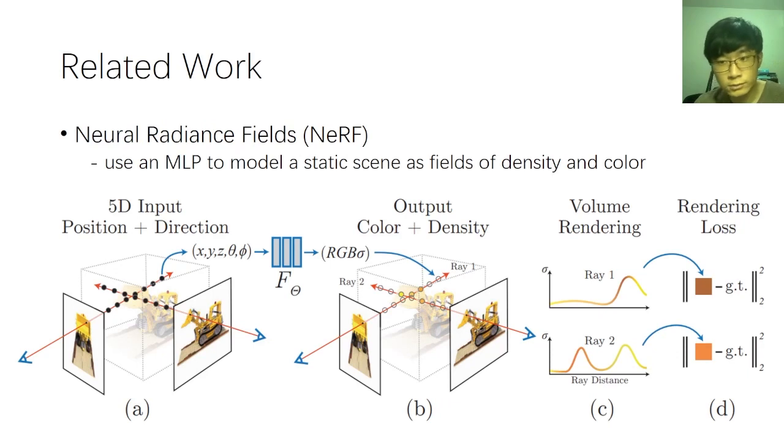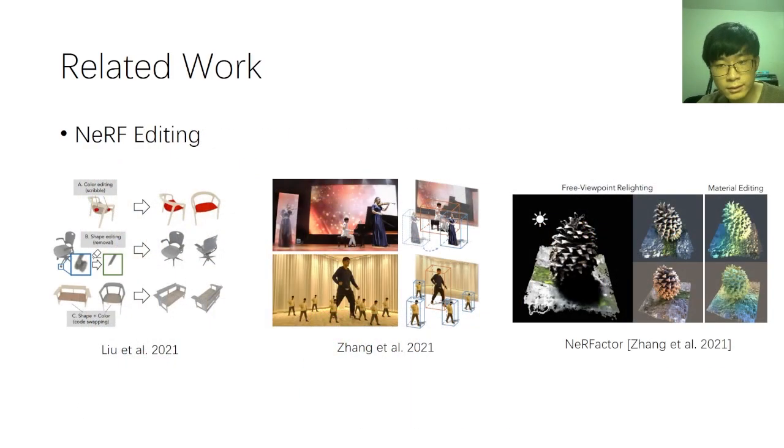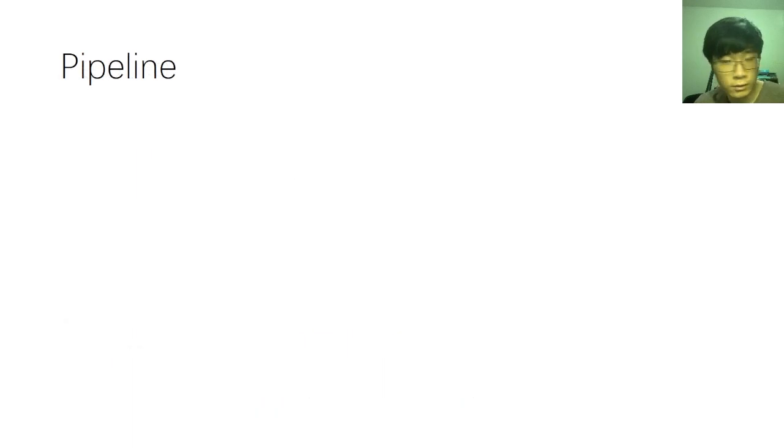Neural radiance fields, also NeRF, is a method using an MLP as an implicit function to model a static scene as fields of density and color. Recent works have extended NeRF to handle dynamic scenes. However, these works focus on reconstruction but do not support scene editing. Some methods have also made neural radiance fields editable in different aspects, such as editing the location, appearance, or enabling relighting. But these methods cannot edit the dynamics in the scene. To address these problems, we propose EditableNeRF.